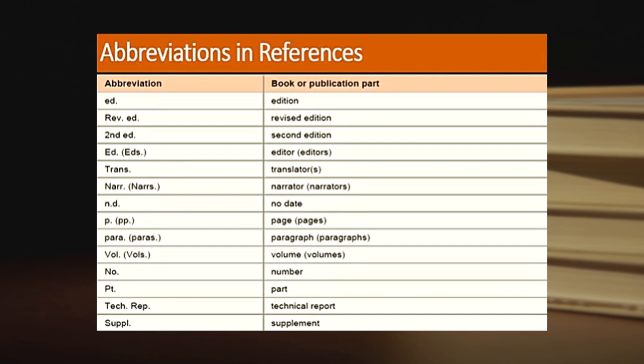Here are a few abbreviations which are being used in references. For edition, we write ed. For revised edition, we write rev. ed. For second edition, we write 2nd ed. For editor or editors, we write Ed. or Eds. In the slide, you can see that a lot of abbreviations have been suggested which are being used while you are referring. Let's see some common examples at the end.